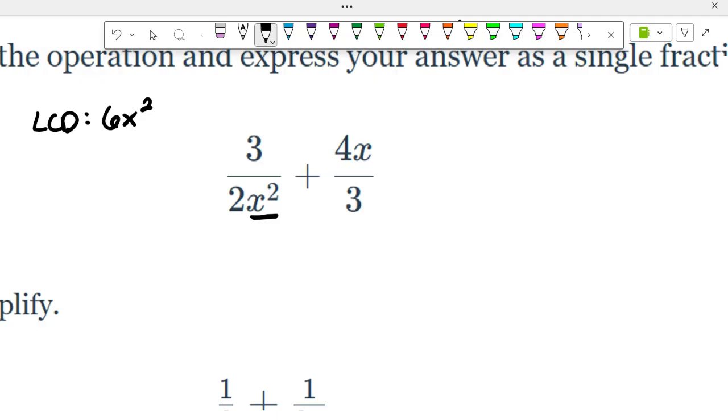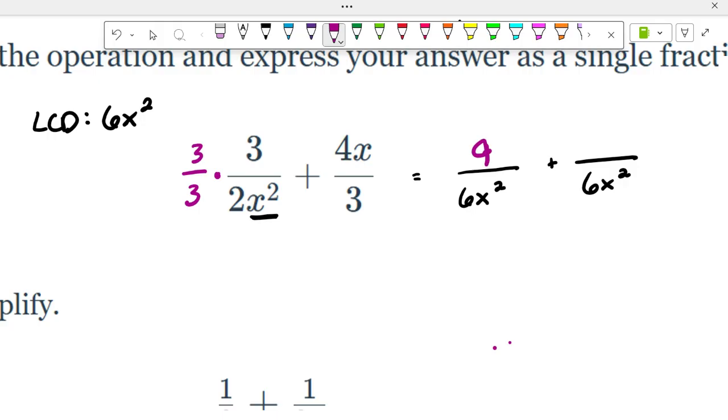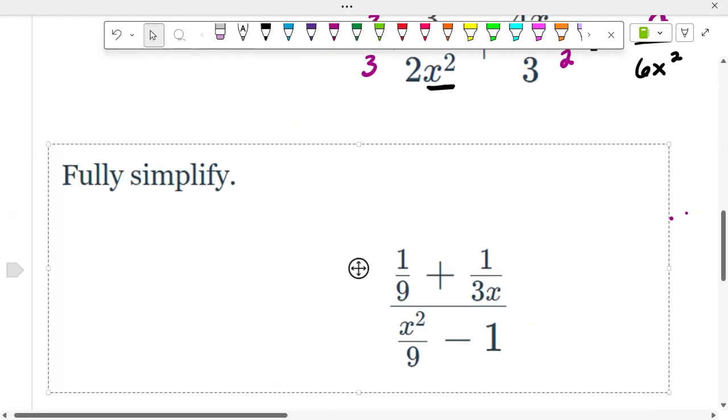All right. So, I'm going to change these so they both have 6x squared in the denominators. What do I need to multiply to the first fraction to get 6x squared on the bottom? You multiply 3 to it. So this would be 9 on top. What do I need to multiply to the second fraction to get 6x squared on the bottom? So how do I go from 3 to 6? Times 2.